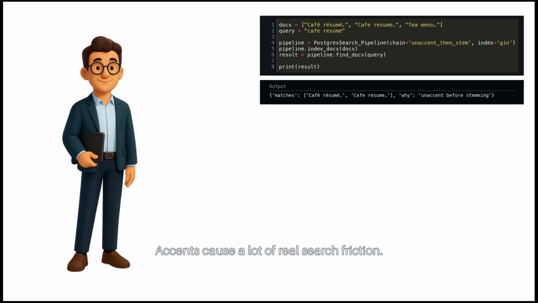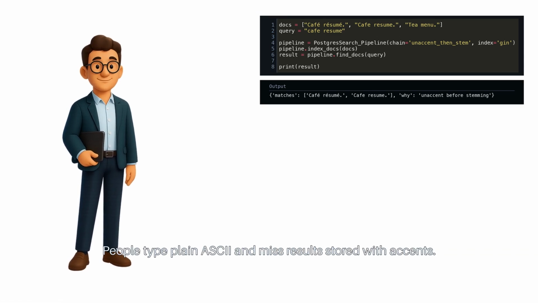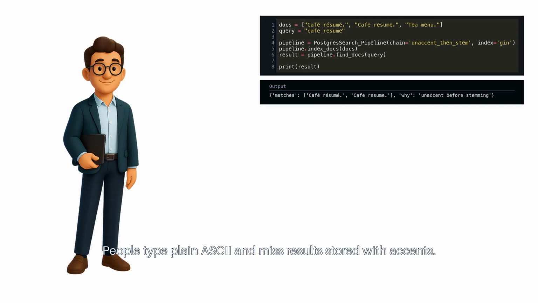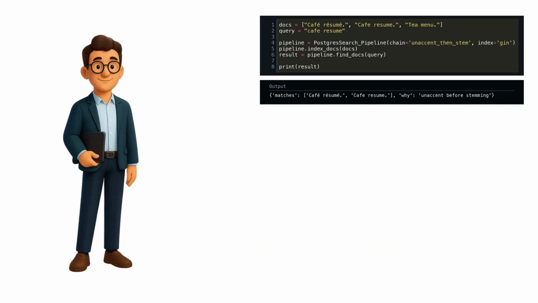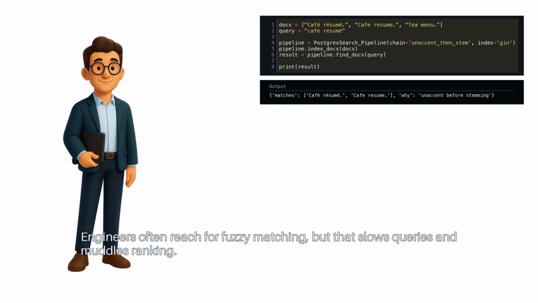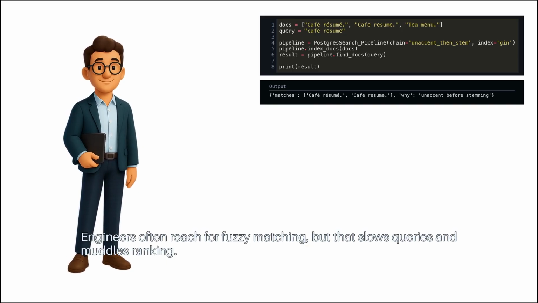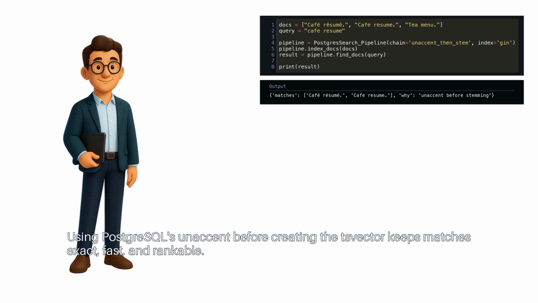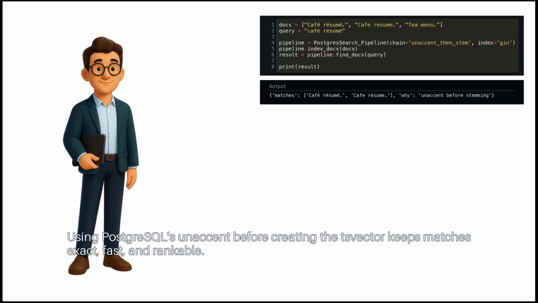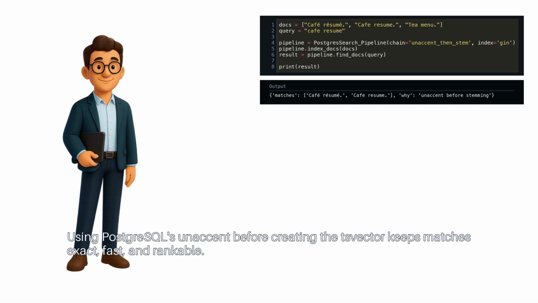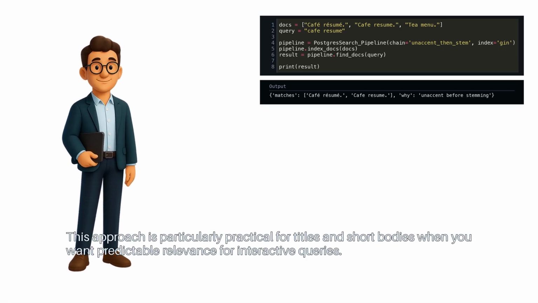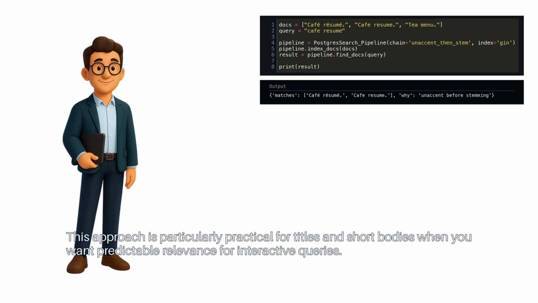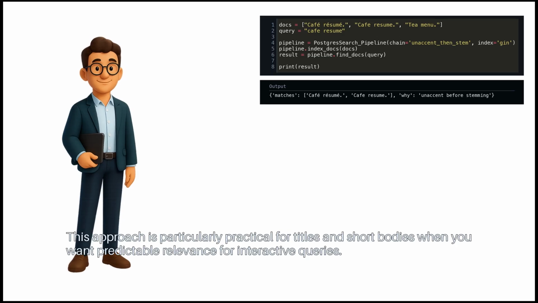Accents cause a lot of real search friction. People type plain ASCII and miss results stored with accents. Engineers often reach for fuzzy matching, but that slows queries and muddles ranking. Using PostgreSQL's unaccent before creating the tsvector keeps matches exact, fast, and rankable. This approach is particularly practical for titles and short bodies when you want predictable relevance for interactive queries.